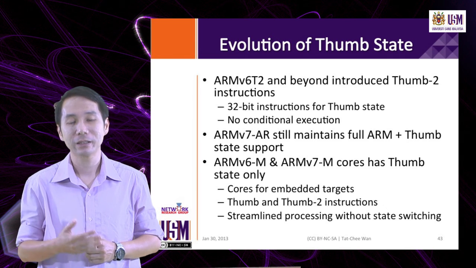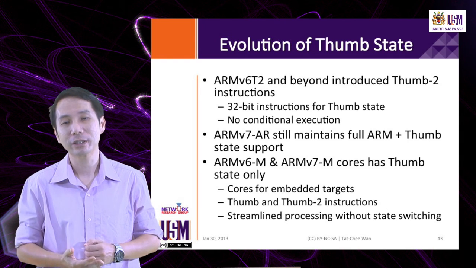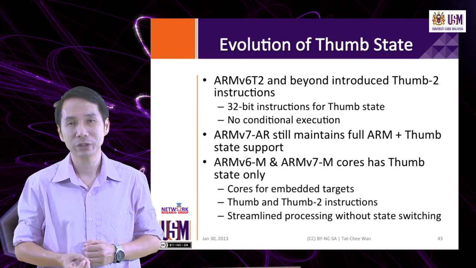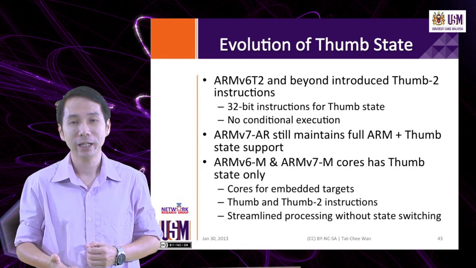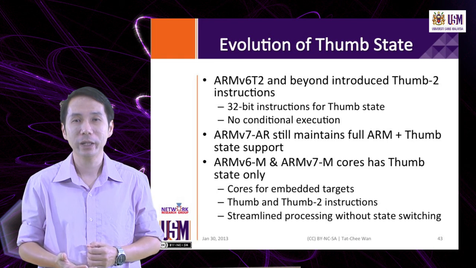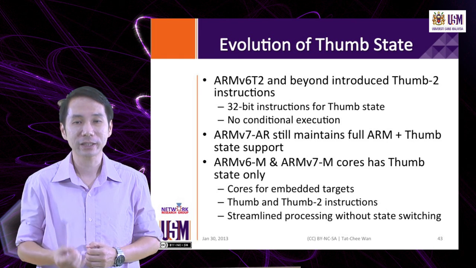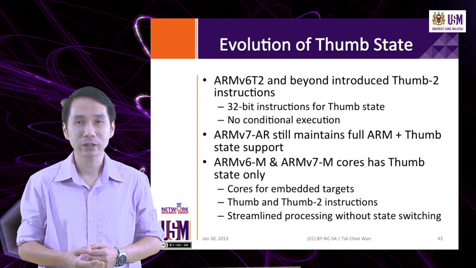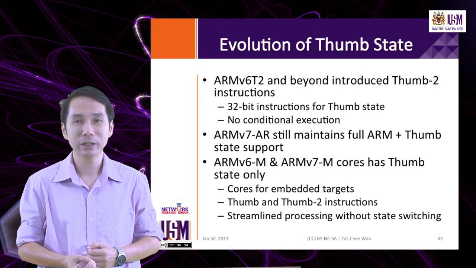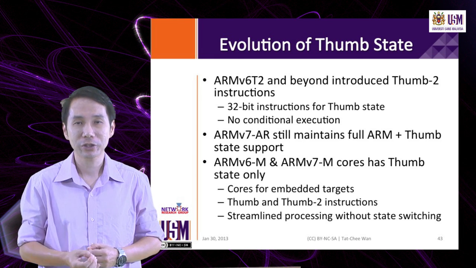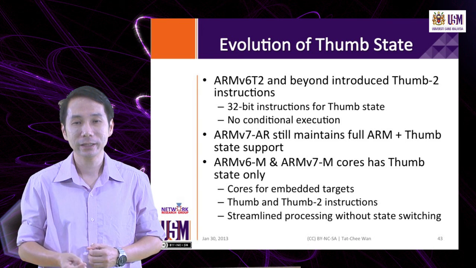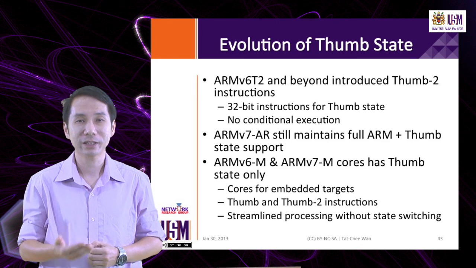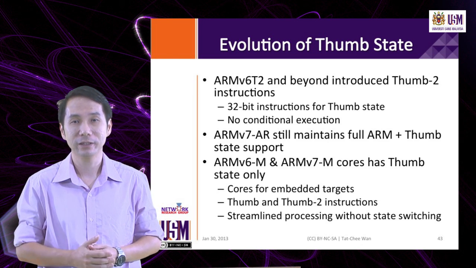But ARM version 6M and ARM version 7M cores have only thumb state support built in, meaning that there is no ARM state support in these cores, and they are targeted for embedded systems where the requirement for reduced code size as well as lower cost means that having a simpler architecture and simpler instruction design would be beneficial. And this allows us to streamline the processing without a state switch from 32-bit to 16-bit instructions and vice versa.